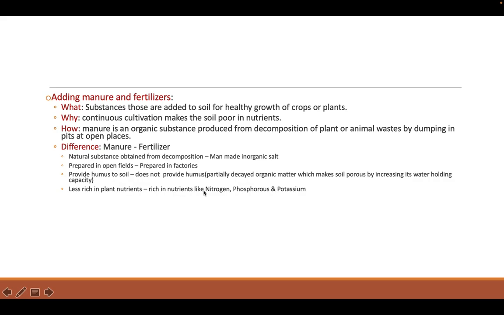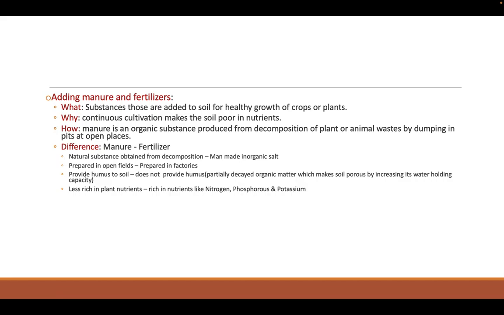Some people may be thinking, okay, fertilizer is there, why is manure needed? So this is the reason. You need to provide some characteristics to the soil. For that, manure is needed, and for specific targeted needs, fertilizers are used. The last difference is that manure is less rich in nutrients but more towards organic matter like humus and all, which is very helpful for the soil, whereas fertilizer is rich in nutrients like nitrogen, phosphorus, potassium. Some examples are ammonia, urea, and the like.